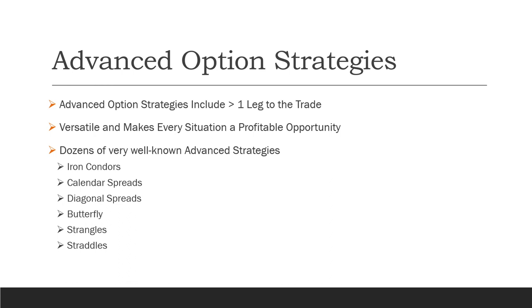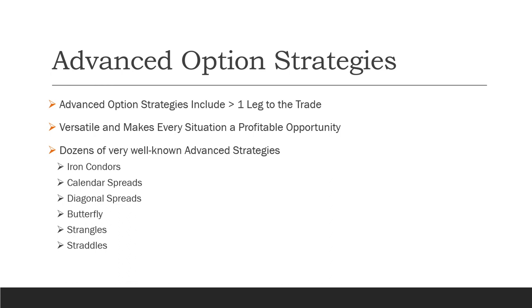You can still choose to do a more advanced strategy. For example, you can do a bull or a bear spread. It's what we call a vertical spread. You have the same expiration date and two different strikes. You buy one and you sell the other, and it limits your risk because you pay less for that play, but you're still bullish or bearish.